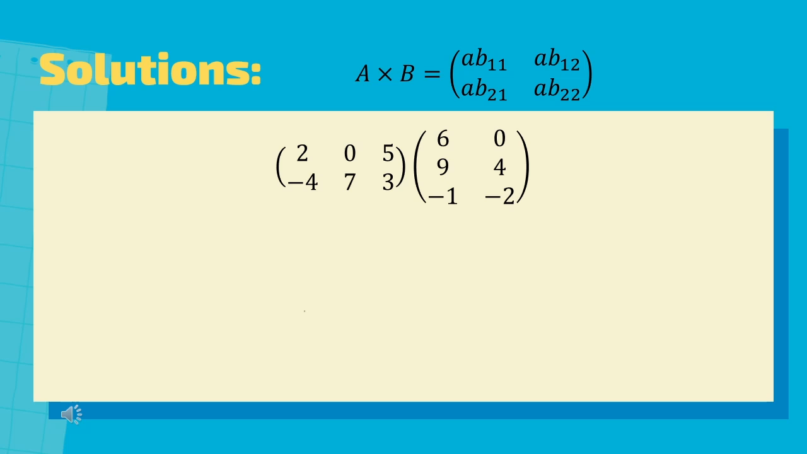Continue the same process for all rows and columns. Make sure to double-check your multiplications and additions carefully. You should now have the final result for example 1.